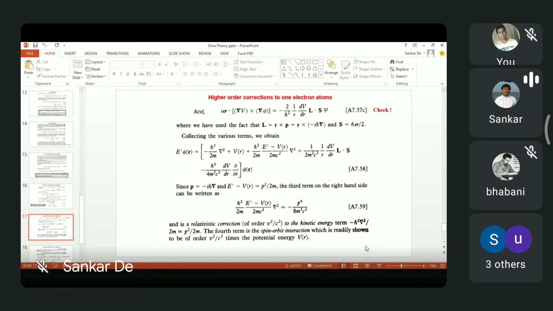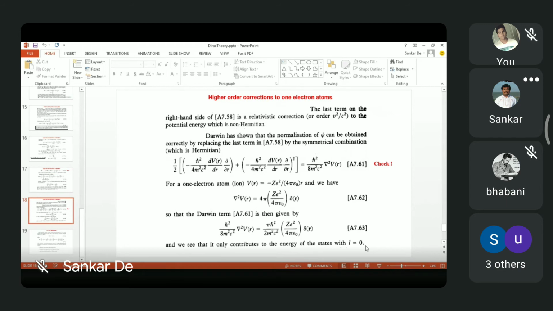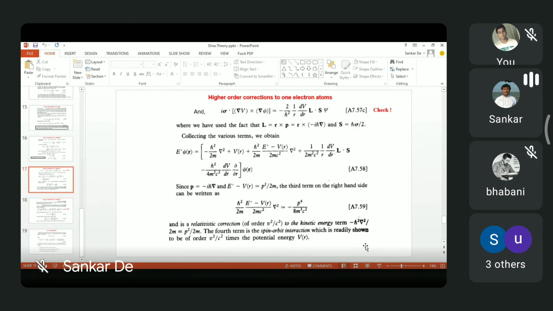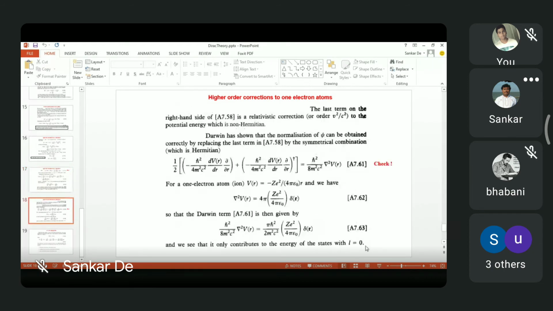And the interesting term is the last term, which is a relativistic correction to the potential energy, and this is non-Hermitian. So you see here that the last term is a relativistic correction to potential energy because this is dV by dr. The fourth term is also a correction with the potential energy term because it has a dV by dr term, but the last term is a relativistic correction which is non-Hermitian.